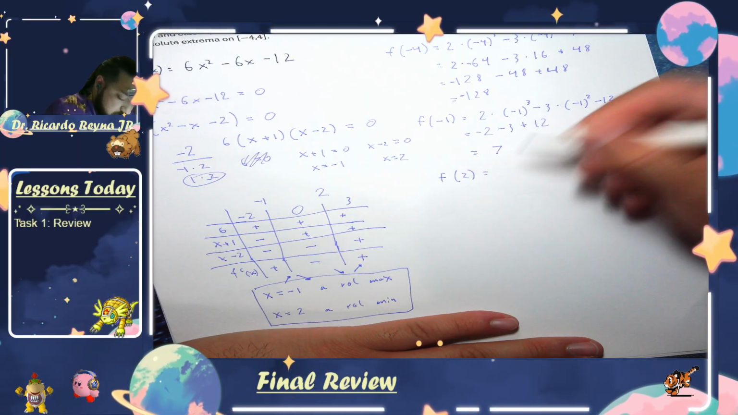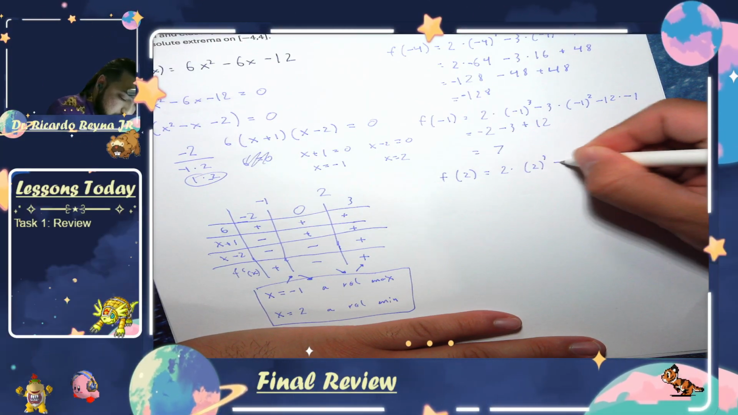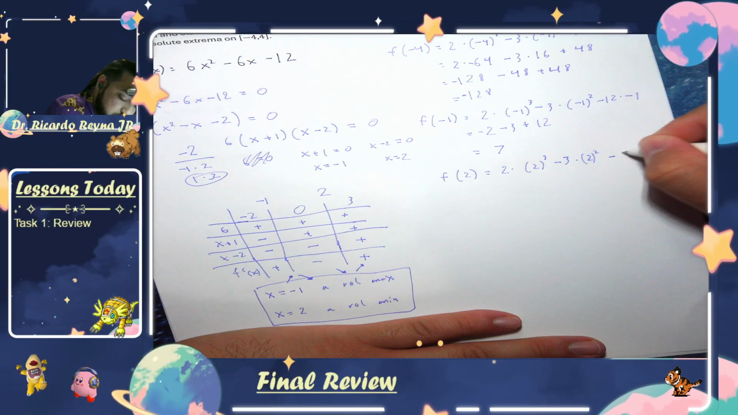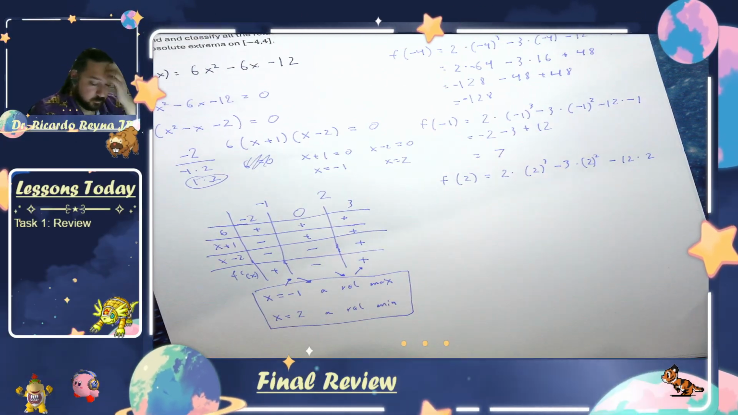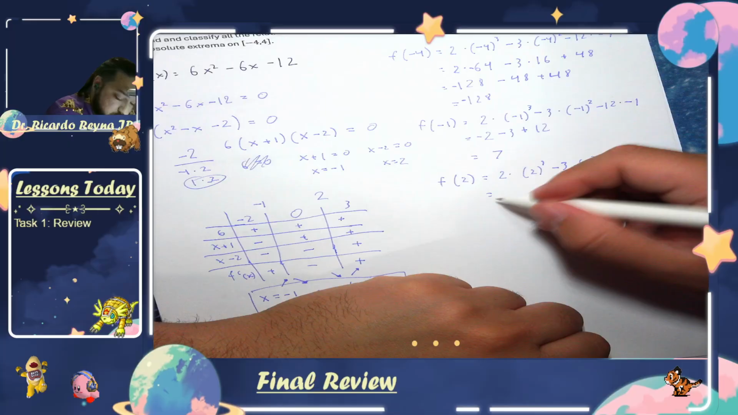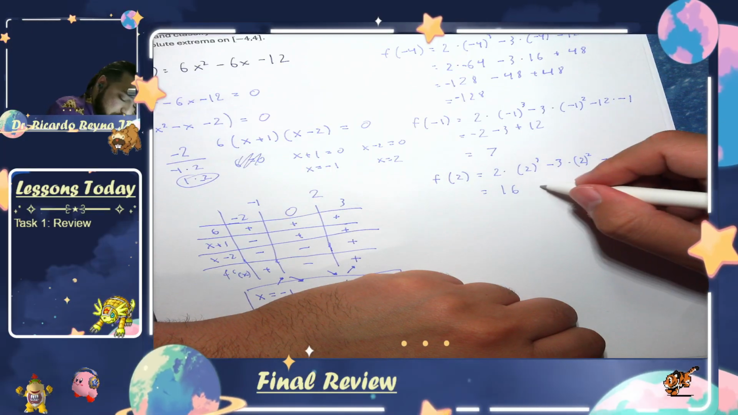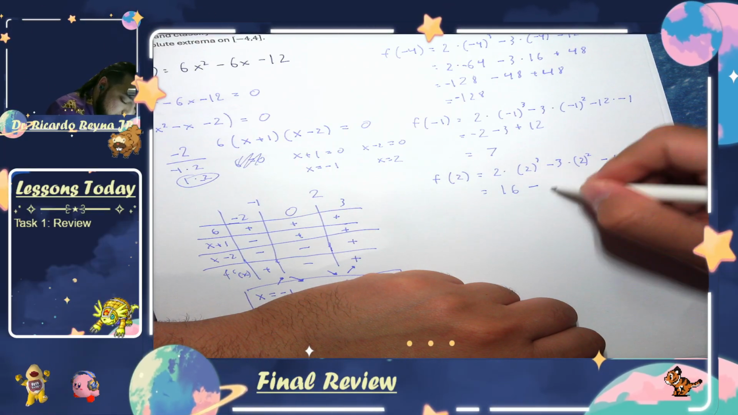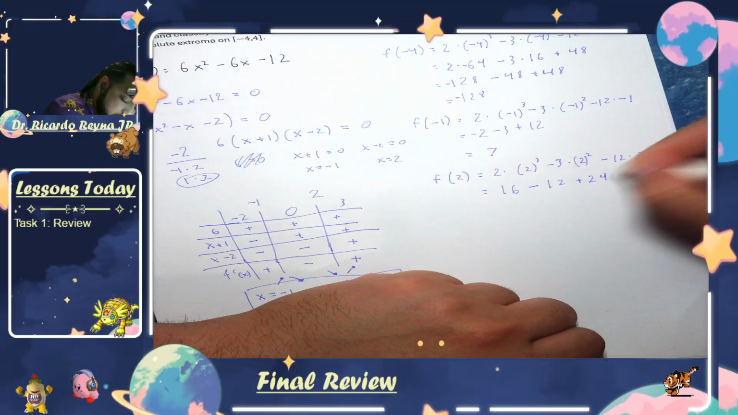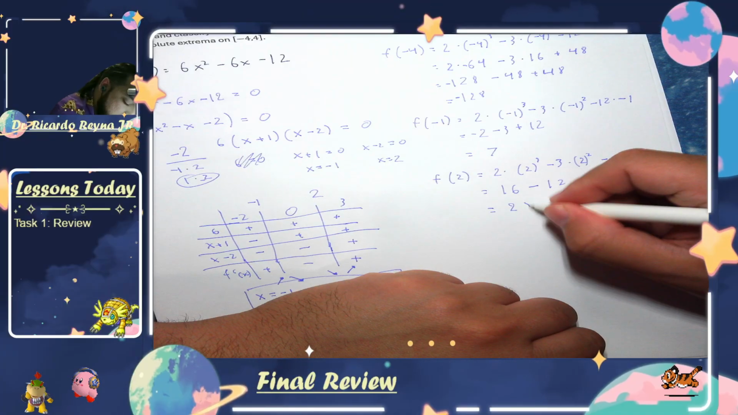And then for this one, 2 times 2 to the power of 3, minus 3 times 2 squared, and then minus 12 times 2. So that's going to be, well, that's just 16 technically. Here we'll have a minus, that's 12. And here we'll have plus 24. So it's going to be negative 28.